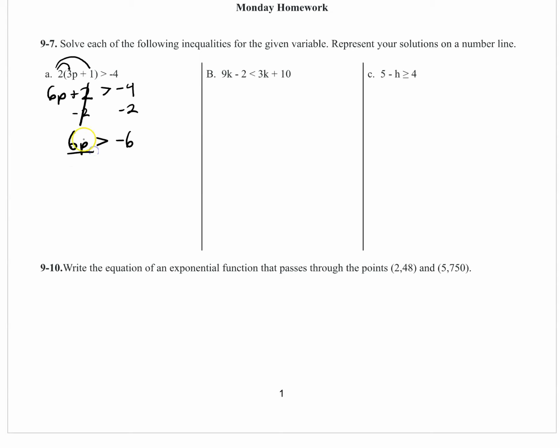Next, divide by the number in front of p, so divide both sides by 6. This is a positive 6, which means that the sign will not change. We're dividing by a positive number, and p is greater than -1.